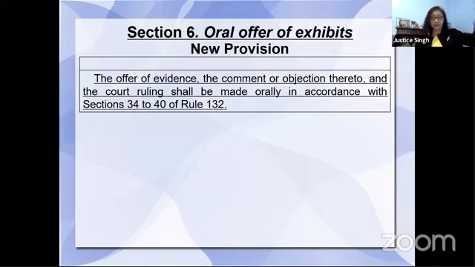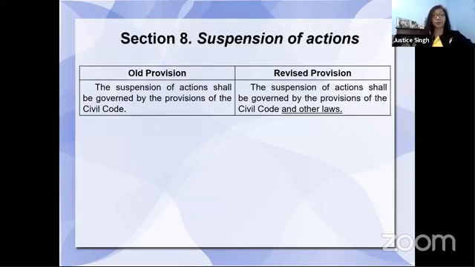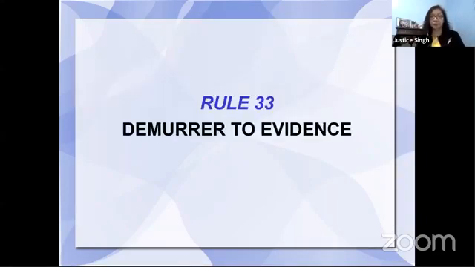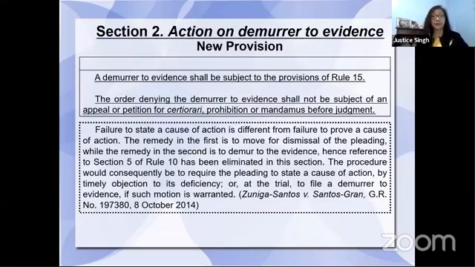All right. And then next, let's go to suspension of action, section 8. Right. So the same rule pa rin po, no? But remember, sinabi natin, no more motion for suspension of action if there is no TRO or writ of preliminary injunction from a higher court, right? Okay, now let's go to demurrer to evidence, Rule 33. Okay. So it says under section 2, that a demurrer shall be subject to the provisions of Rule 15. Yung rule natin on motions, okay?